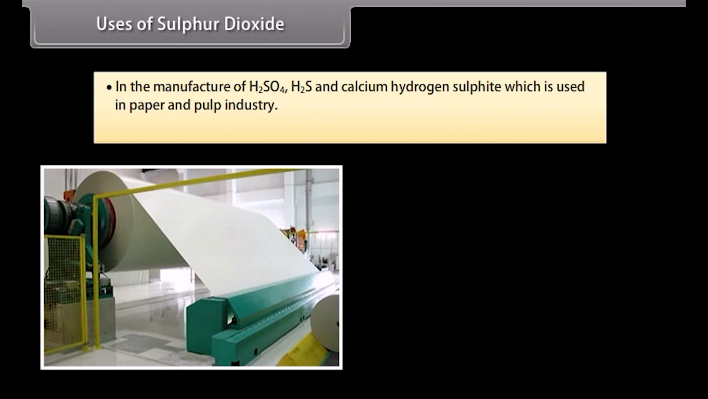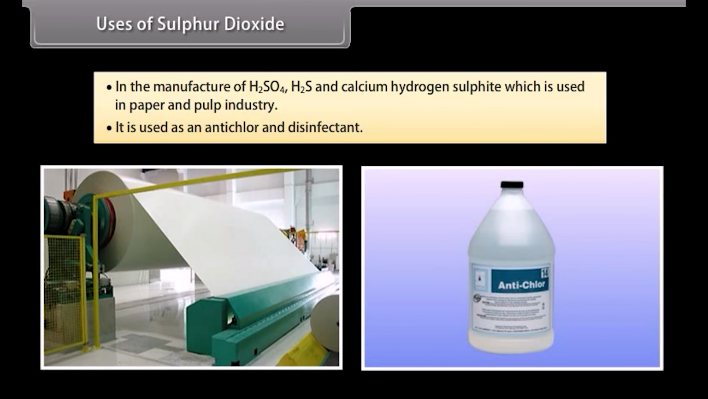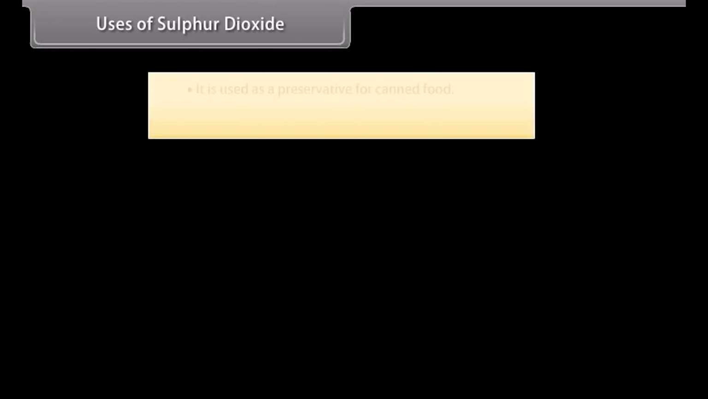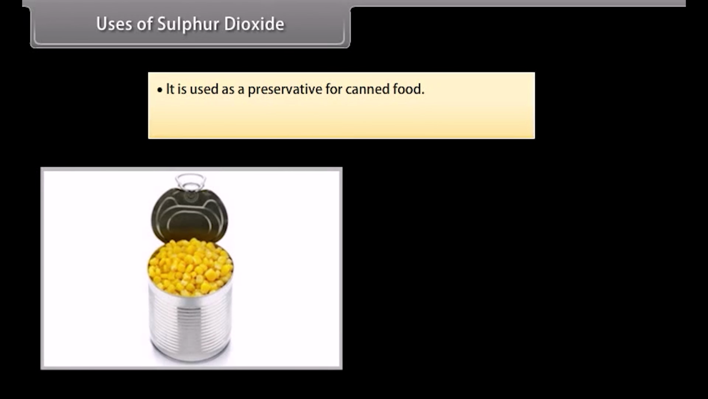Uses of sulphur dioxide. The important uses of sulphur dioxide are following. In the manufacture of H₂SO₄, H2S and calcium hydrogen sulphite, which is used in paper and pulp industry. It is used as an anti-chlor and disinfectant. It is used as a preservative for canned food.